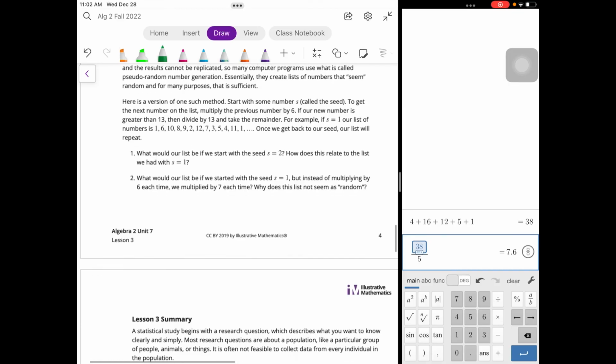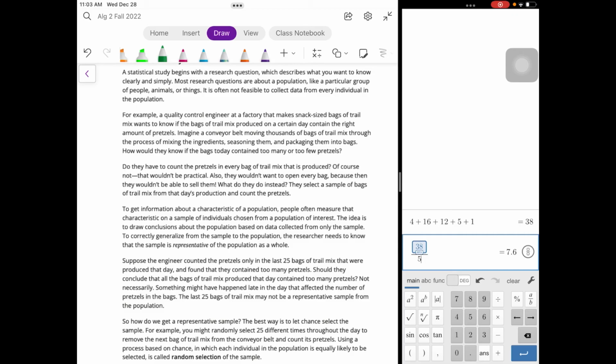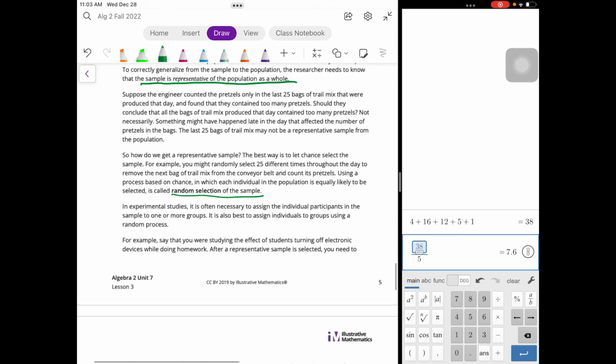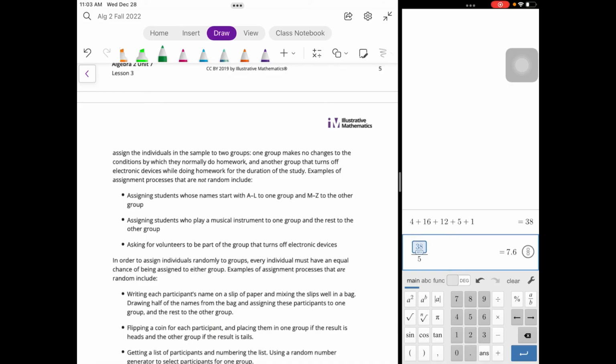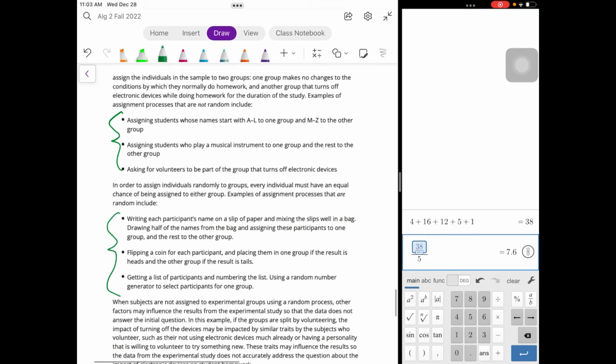All right, and then you can take a look at the lesson summary if you want. We just want to make sure that our sample is representative of the whole population. So that's why we want to randomize our selections for our samples. And so you can look at some examples of non-random, where you're assigning certain groups, but then you can look at some that are more random, because everybody has an opportunity to be selected.